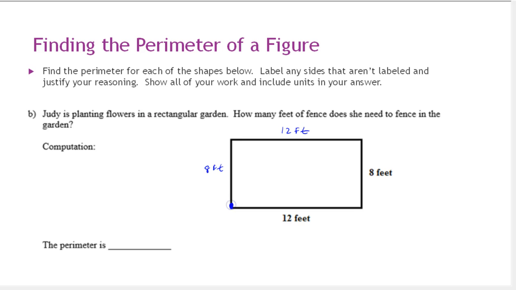Okay. So pick any place to start. When we talk about the fence, it goes around the garden. It's not the inside of the garden. So we want to find the perimeter, not the area. I'll start here. From here to here is 8 feet. Now we have plus 12 feet, plus another 8 feet, plus another 12 feet to get back to the beginning. And this is going to total 40 feet. Let's look at the next one.